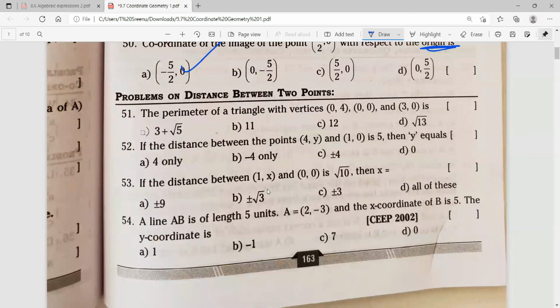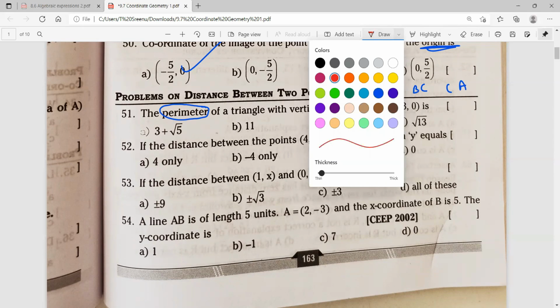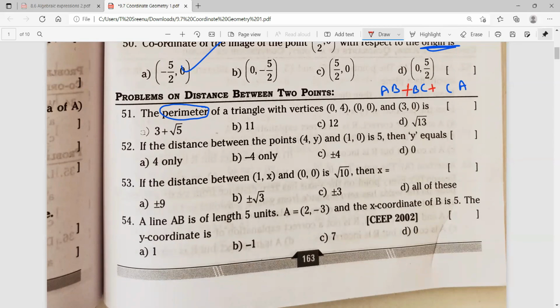Now just now we found AB, BC, CA. Perimeter means what is the formula for perimeter of a triangle generally? Perimeter means in general the sum of all sides. So you should add these 3 sides: this is A, this is B, this is C. Add all these 3 values. Okay, please do 51 now. 52nd I will tell.